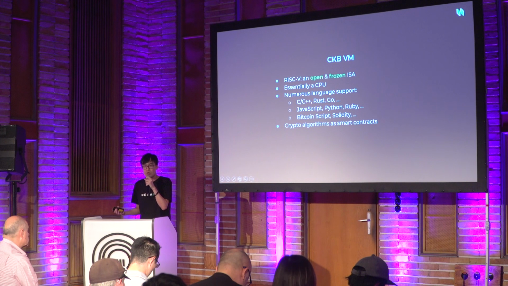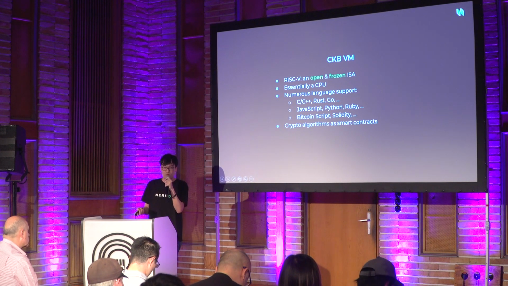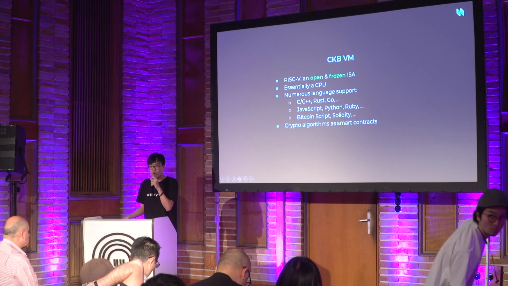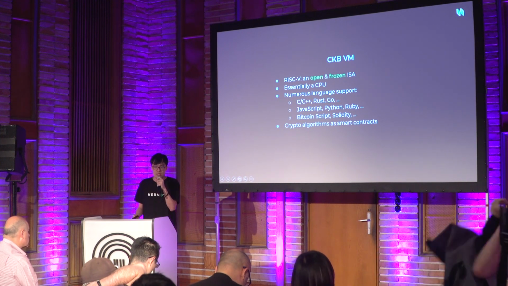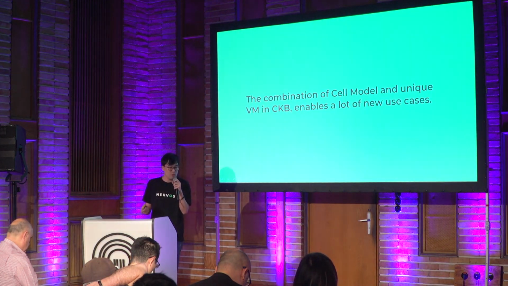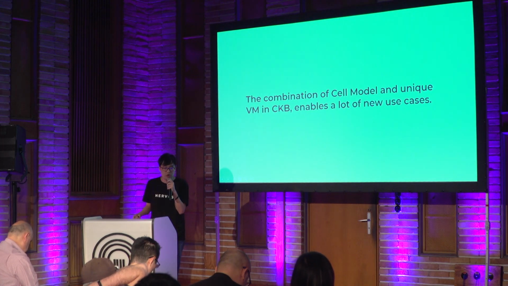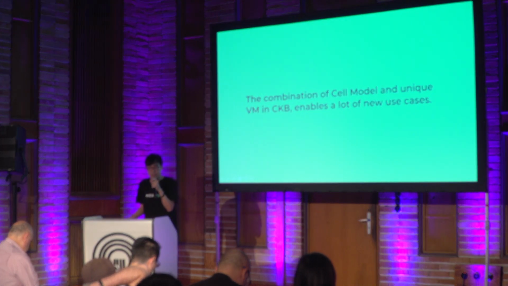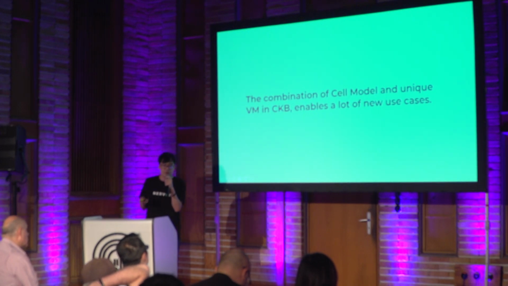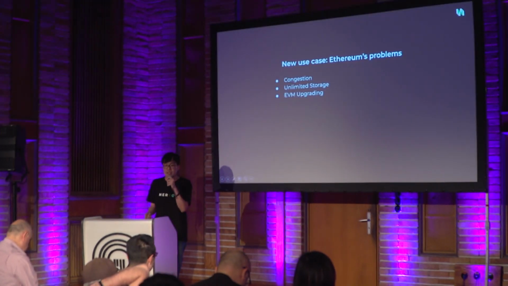Our working example shows that we have implemented the same algorithms used by Bitcoin and Ethereum and run them directly on CKB. And in the future, if the Schnorr algorithm or other signature verification schemes become more mature, we can integrate them directly in CKB without needing any change from the official side. We believe that the combination of the cell model and the unique VM in CKB can enable a lot of new use cases. One of the examples of those new use cases is Ethereum.